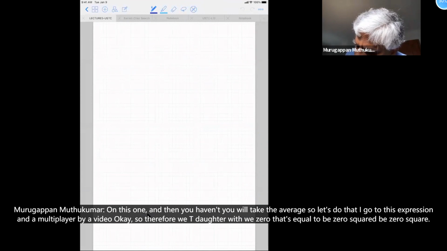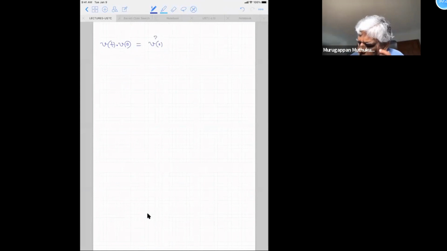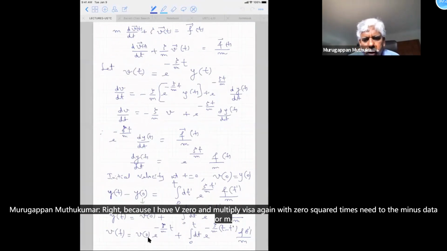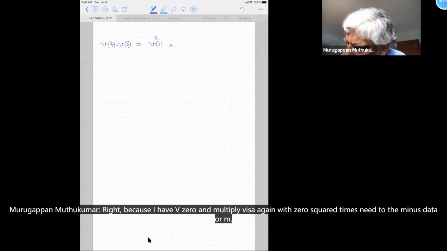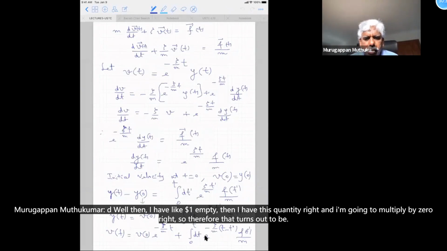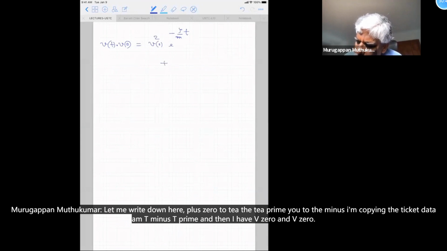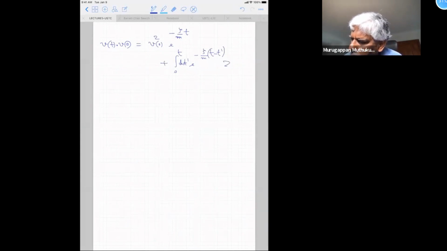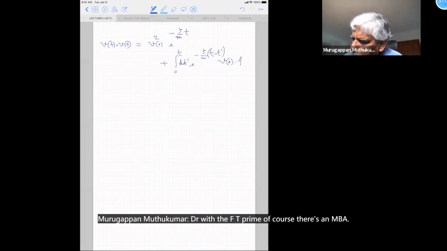Therefore, v(t) dotted with v0 is equal to v0 squared, because I have v0 and multiply v0 again, times e to the minus zeta over m t. Then I have this other quantity, and I'm going to multiply by v0. So that turns out to be, let me write down here, plus the integral from 0 to t of dt prime e to the minus zeta over m (t minus t prime), and then I have v0 dotted with f(t prime). Of course, there's an m there.